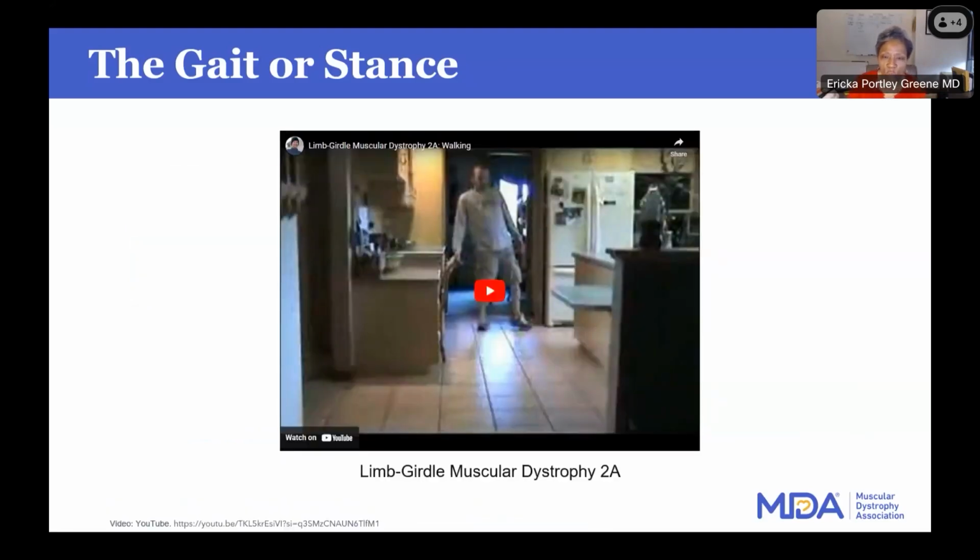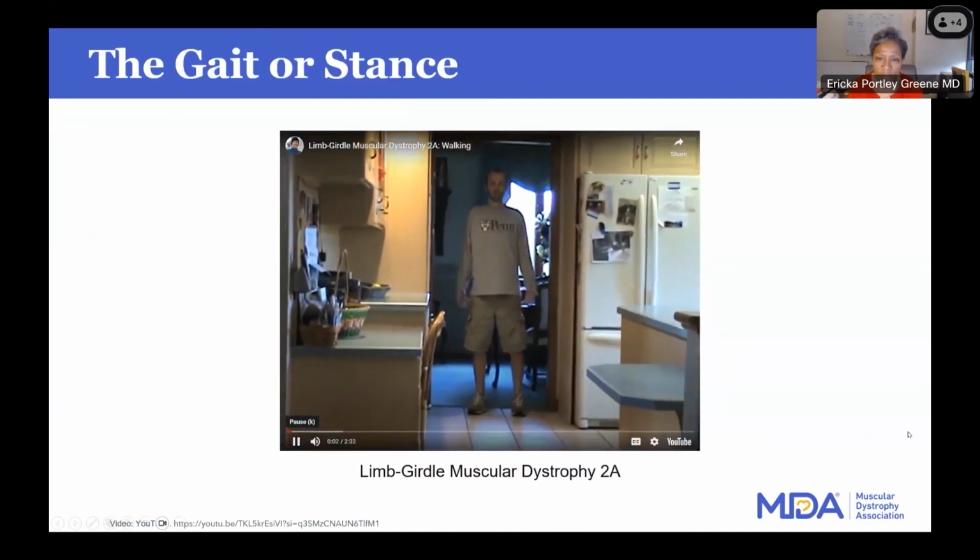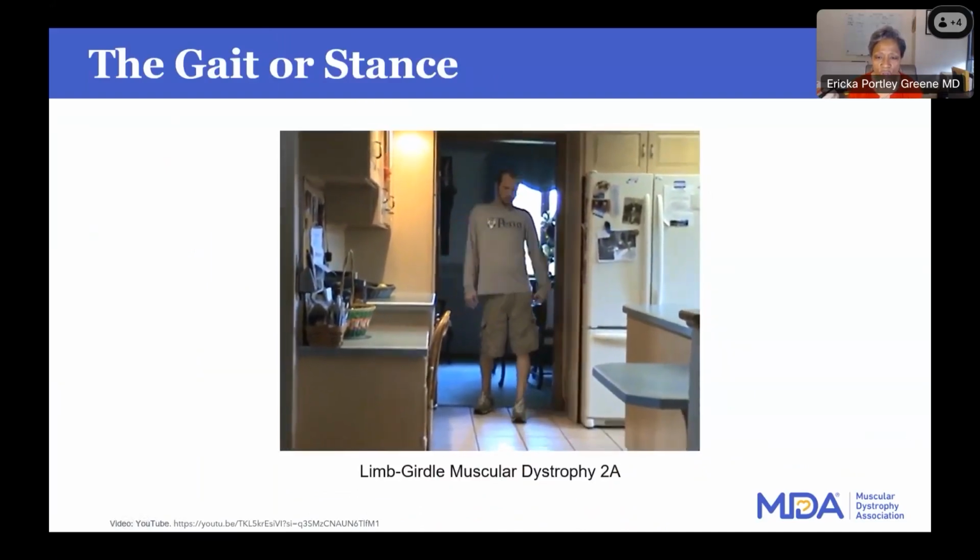And I hope this video works. This is a patient with another autosomal recessive limb girdle muscular dystrophy, a calpain mutation. See if we can start this video. And this would be someone who might walk into your office.